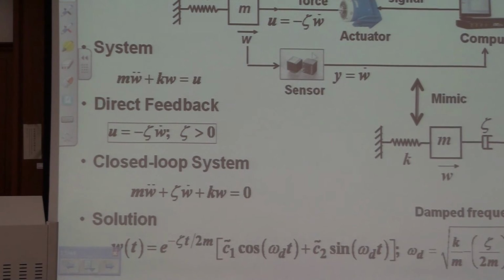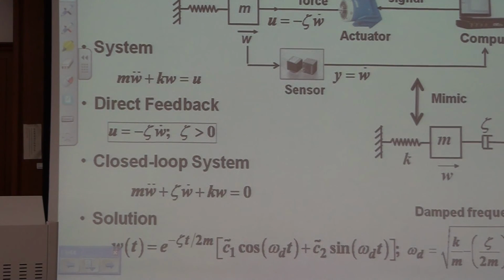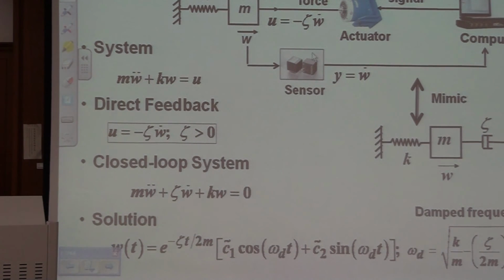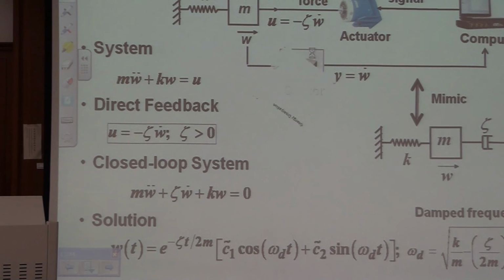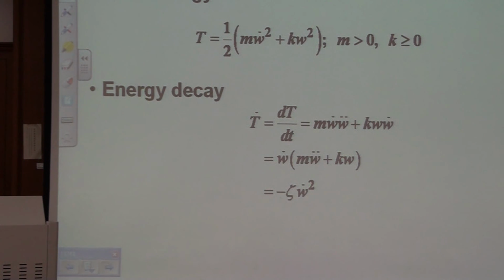We talk about 1 degree of freedom. 1 degree of freedom means we have only one W. We have only one displacement. There's no second displacement in this system. So we have only 1 degree of freedom for this case. For this 1 degree of freedom, that means we must have the velocity feedback with positive zeta so that your energy will decay. The energy decay means initially you have some kinetic energies and it's going to shrink.